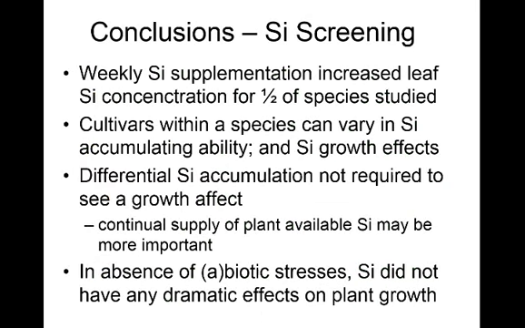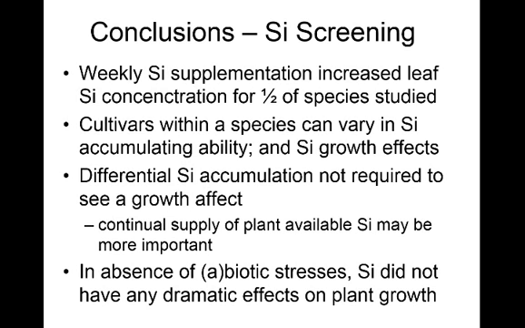So our conclusions from that initial screening were that weekly silicon supplementation did increase leaf silicon for half of the species we studied. There was certainly variable silicon accumulating ability. Some plants accumulated more than others, and it also seemed like that differential silicon accumulation was not required to see a plant growth effect. So one hypothesis is that just a continual supply of a small amount of silicon may be important to elicit that response.